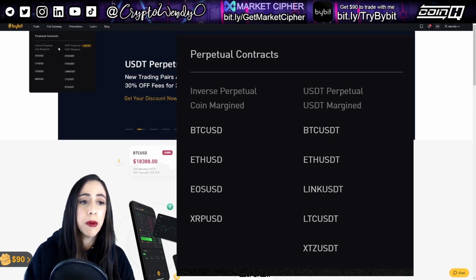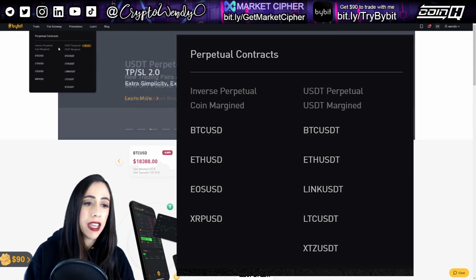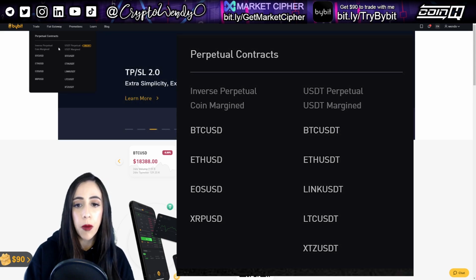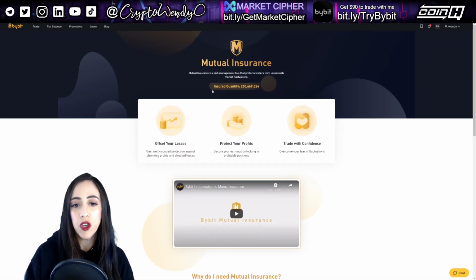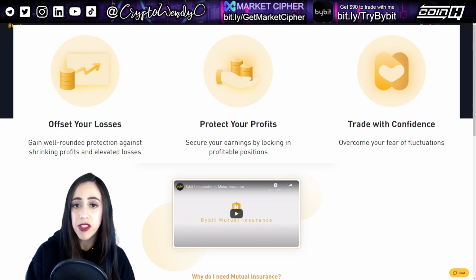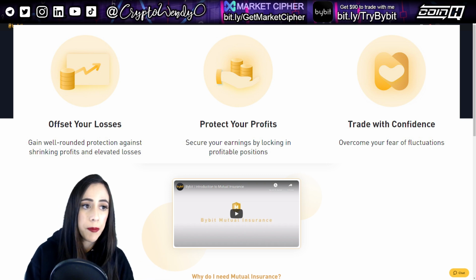But the USDT perpetual margin options that you have here are Bitcoin, Ethereum, Link, Litecoin, and Tezos. So you've got a lot of options there. Another important thing we should talk about, they have mutual insurance. Mutual insurance is a risk management tool that protects traders from unfavorable market fluctuations, because crypto is an extremely volatile market. You offset your losses, protect your profits, and trade with confidence. If you want to find out more about this, go to this portion of the website and check it out.